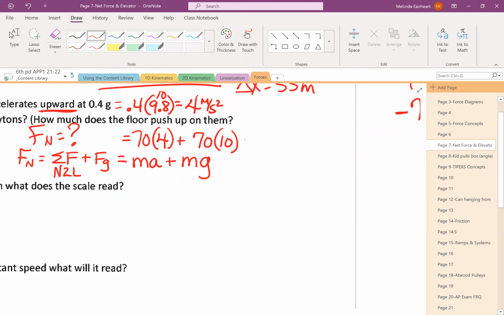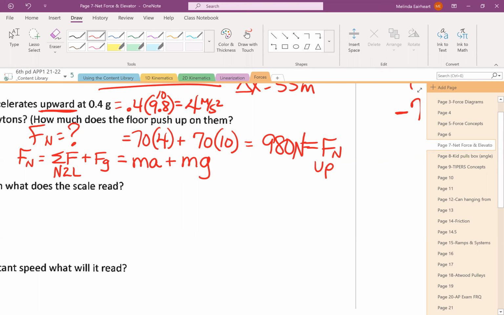Okay. And so 700 plus 280 is 980, and that's newtons, equals the normal force when you're accelerating upwards. Isn't that more than our weight? Our weight is 700, but the scale is reading 980. Oh no, I ate too much pizza last night. No, it's because you're accelerating. The scale's responding to the situation. Good deal?